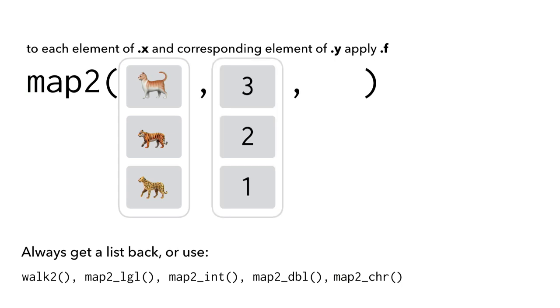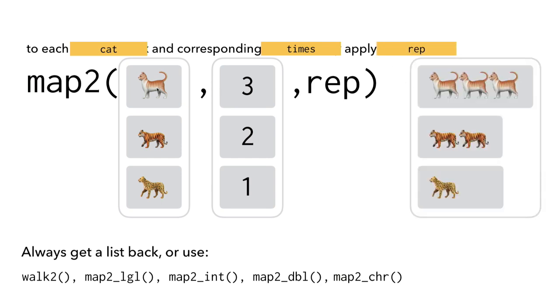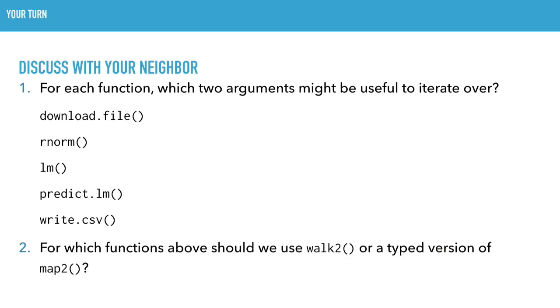So we're thinking about our cat vector. I'm now going to provide a .y, and that .y has to be an object that's the same length as .x, because we're going to do something to the first element of both, and then the second element of both, and then the third element of both. So I'm going to provide just this vector of numbers. You could think about using the rep function in R just to repeat those objects. So for each cat and corresponding times, that's my second element here, I'm going to apply the function rep. So the first element here gets repeated 3 times, the second element gets repeated 2 times, and the third element 1 time. So it's quite important to keep in mind that there is that correspondence, that we're doing something to the first elements of our .x and .y, and then the second elements, and so on.